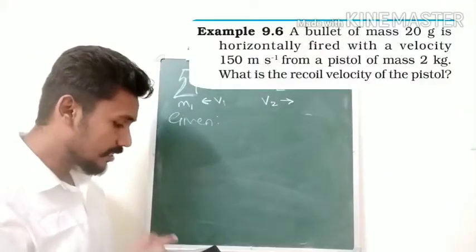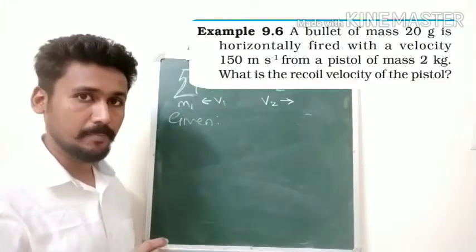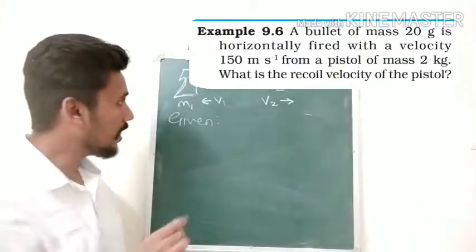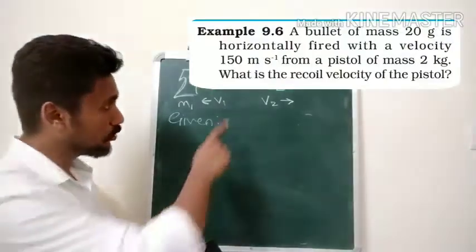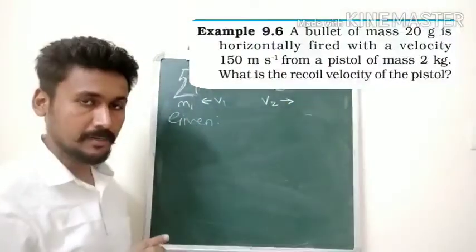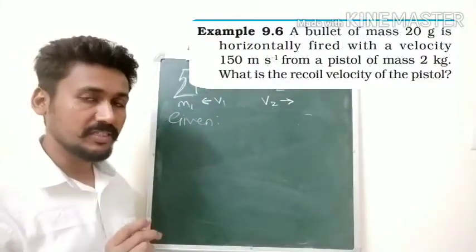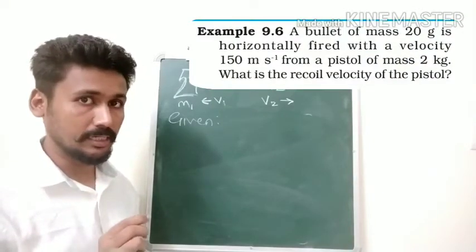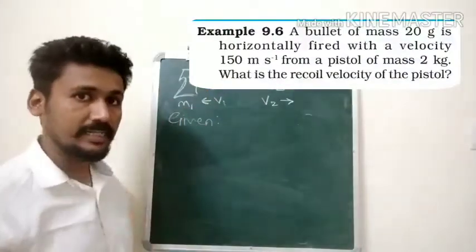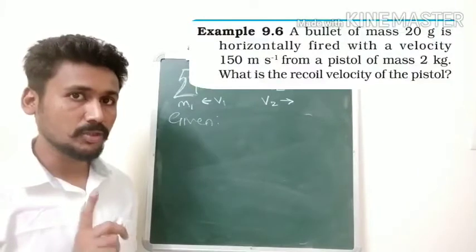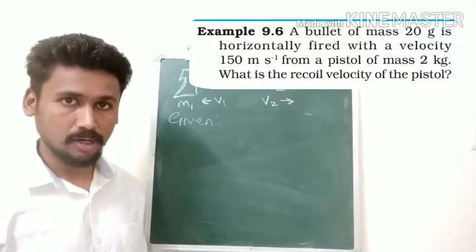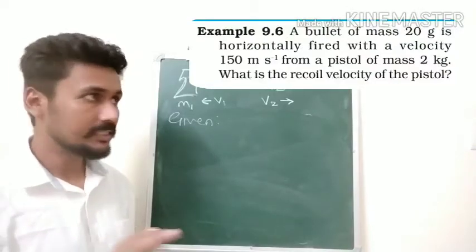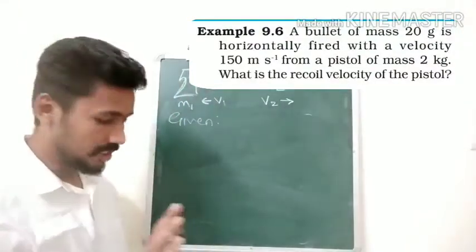So we are told that there is a bullet of mass 20 gram. So what is the mass of the bullet? Mass of the bullet is 20 gram. It is horizontally fired. So it is fired in a horizontal manner. Now, very purposefully the word horizontal is used, because if it is fired in some other manner, the answer will not be so simple. But for 9th class, things are not unnecessarily complicated. So don't worry. The bullet for us will always be fired horizontally.